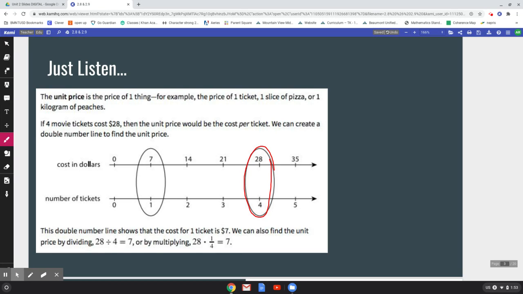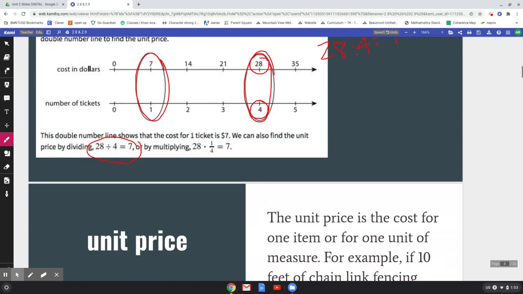And the way that you find that is you would divide them. So you would take this 28 and you would divide it by 4. And that's going to give you the unit price or the price for one. That is what we'll be doing the whole time. So by dividing them: if I know that 4 tickets are $28, I know that one ticket is $7 because 28 divided by 4 is 7. So that tells me the cost of one.